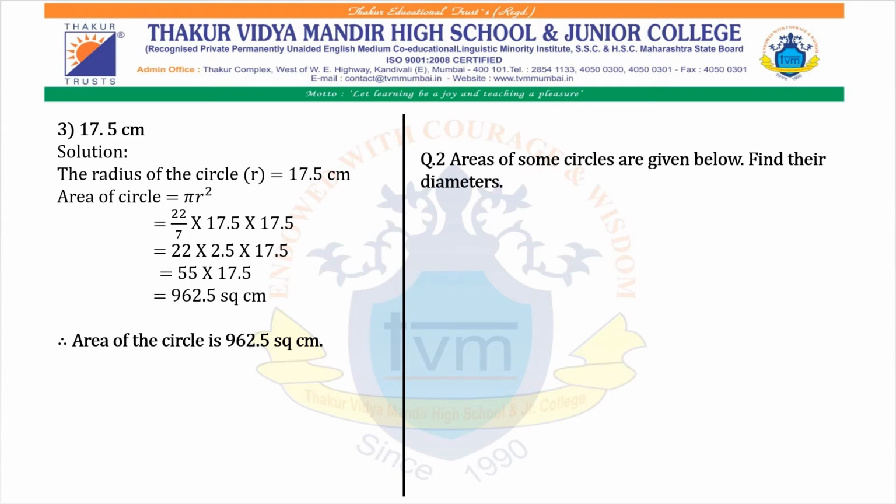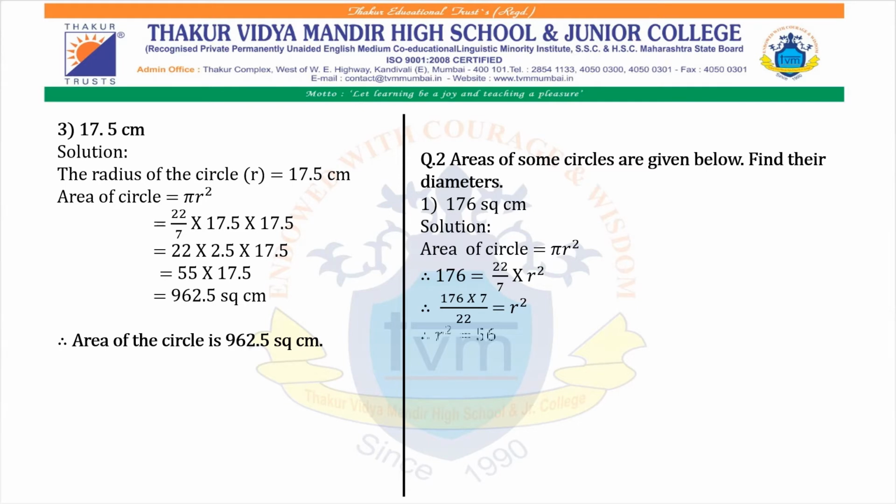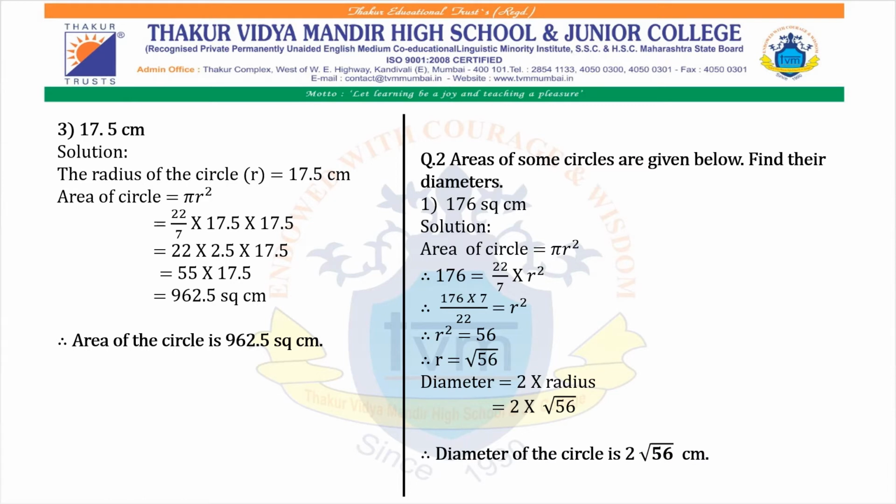Question 2. Areas of some circles are given below. Find their diameters. First, 176 square centimeters. Solution. Area of circle is pi r square. So the area of circle is given, that is 176 is equal to 22 upon 7 into r square. So 176 into 7 upon 22 is equal to r square. Therefore, r square is equal to 56. Therefore, r is equal to root 56. Therefore, diameter is equal to 2 into radius, which is equal to 2 root 56. Therefore, diameter of the circle is 2 root 56.